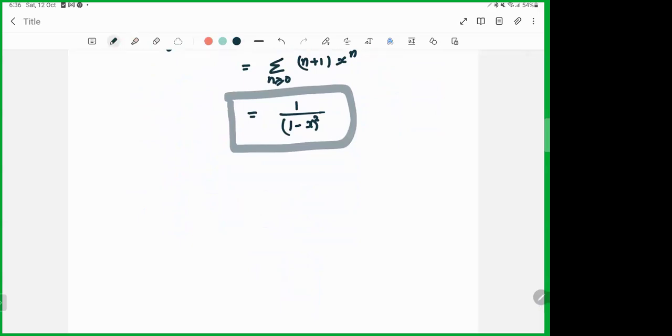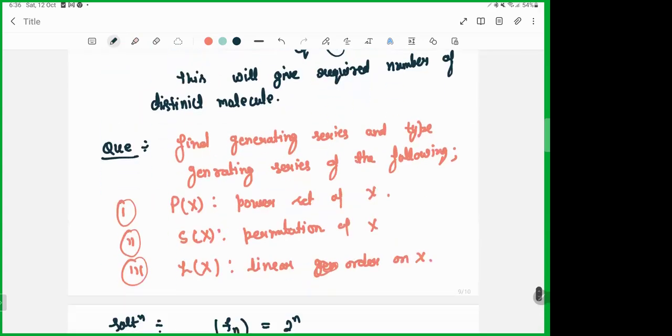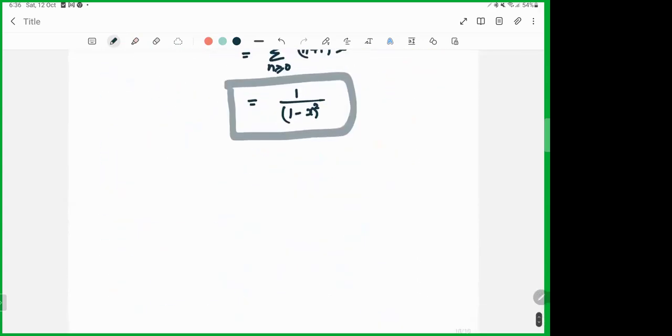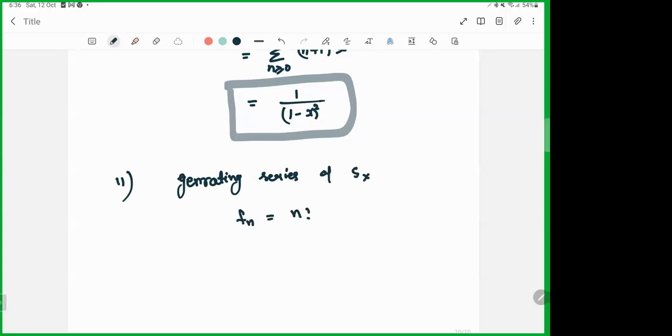So next one. The second part, we have permutations of X, so Sx basically, right? What is the generating series for permutations Sx? n factorial. So the fn will be n factorial. So what is the generating series? The generating series will be the sum of fn x to the power n by n factorial, which is the summation of x to the power n, n greater than or equal to 0.